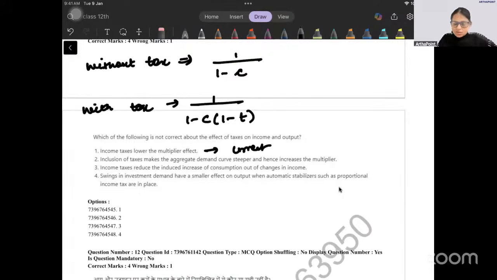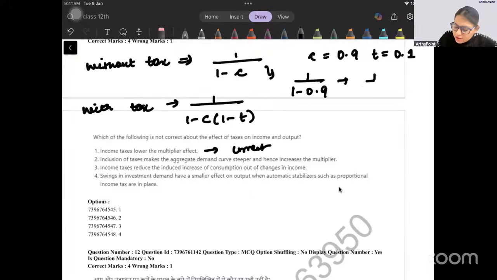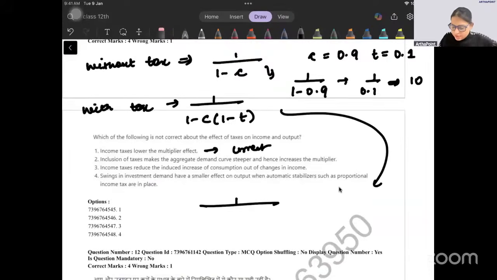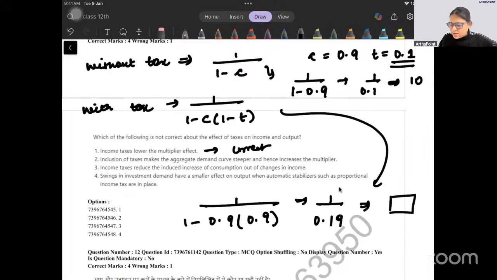And to see this, you can also take some values. Take C as 0.9 and tax rate as 0.1. कुछ values लेके देख लो. So इस case में you will get the answer as 1 upon 1 minus 0.9, 1 upon 0.1, that means 10. And इस case में you will get the answer as 1 upon 1 minus 0.9 times (1 minus tax rate 0.1), so 1 upon 0.19, and you will get some answer here, approximately 5 point something आएगा, है ना? So it means the multiplier value will fall due to the coming up of tax. So answer ये वाला correct है.